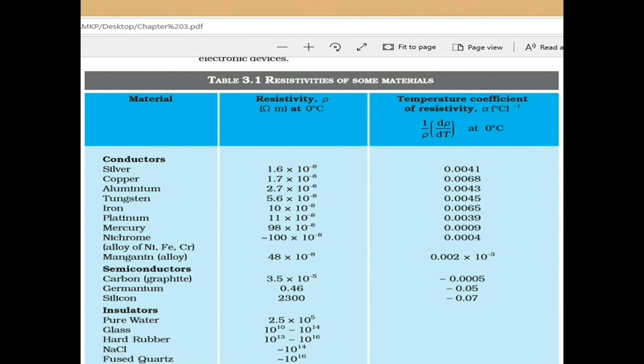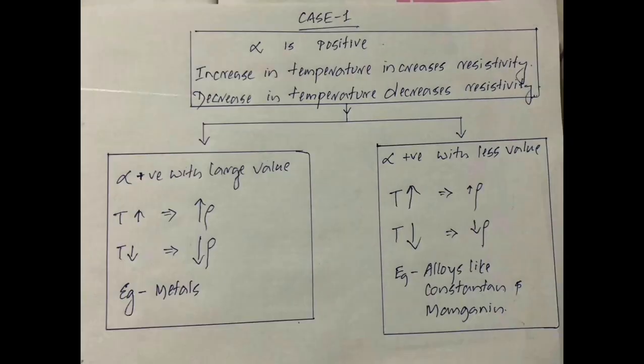One last question: which material should be used for making standard resistors? Remember, for standard resistors, we need a material whose resistivity should not change much with temperature. For that, it takes us to this slide here, a small positive value of alpha. In this case, even if there is a huge change in temperature, the change in resistivity is relatively less. Therefore, alloys like constantan and manganin are used for making standard resistors.